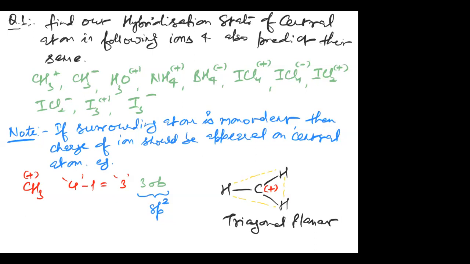So if the surrounding atom is monovalent, then the charge of the ion should appear on the central atom. For example, in the case of CH3 plus, carbon has a total of 4 electrons. Carbon having positive charge means it can lose 1 electron, so only 3 electrons remain here. The central atom carbon is found to be sp2 hybridized, and it is trigonal planar.